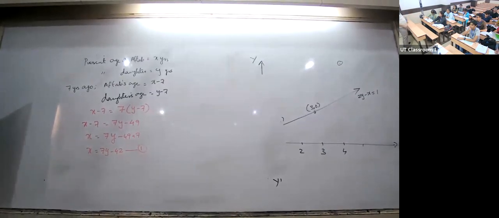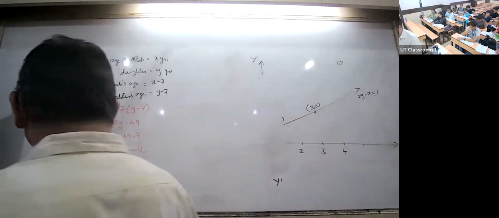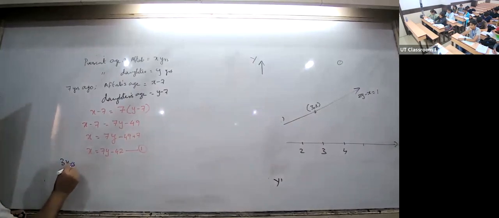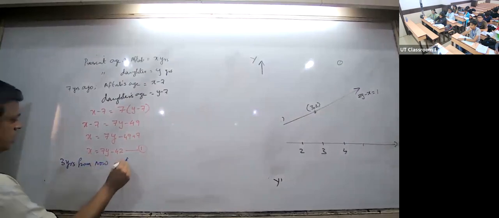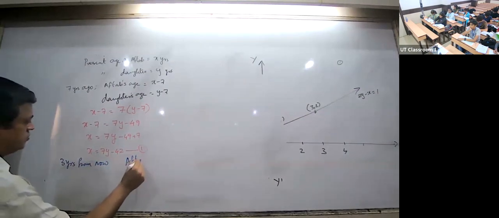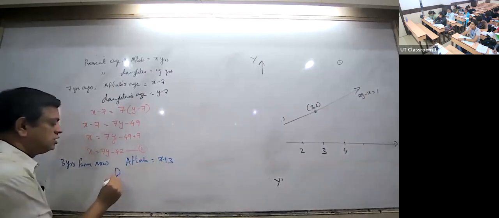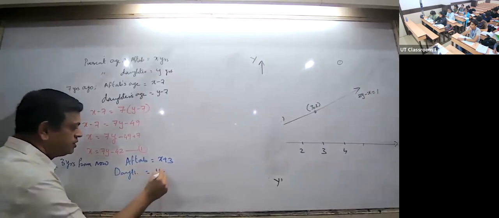Followed now? Okay. Second, what is the next condition? 3 years from now. What will be Aftab's age? x plus 3. Daughter's age is equal to y plus 3.